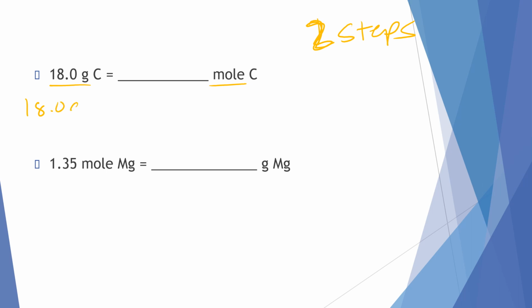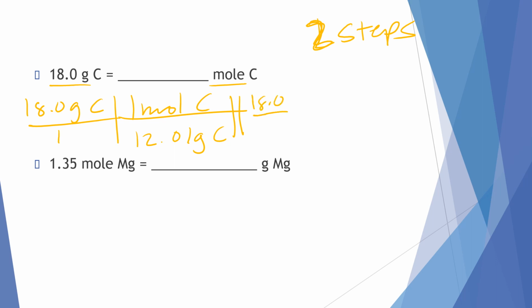So 18.0 grams of carbon over 1, convert this: 1 mole of carbon equals 12.01 grams of carbon, and that number I get from the periodic table. So 18.0 divided by 12.01, what am I going to get? I end up with 1.498 something. 3 sig figs, 3 sig figs. So it is 1.50 moles. And that's my final answer. So 1.50 moles of carbon.